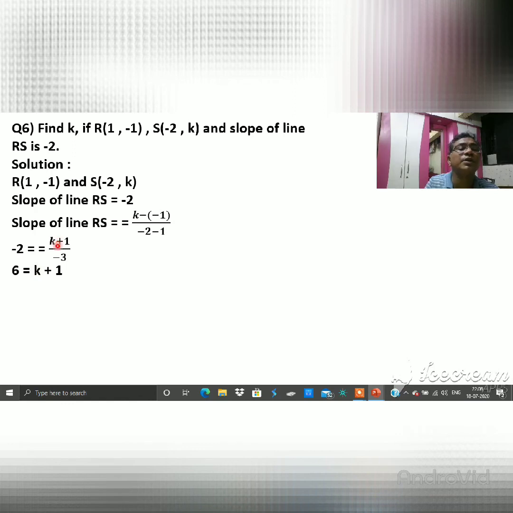Then the numerator is k plus 1. This plus 1 goes across as minus. So k is equal to 6 minus 1. Why is it minus 1? Do you understand? Because this plus 1 goes across as minus. So k is equal to 6 minus 1, what remains is 5. So you get the value of k, that is 5. K is equal to 5. Any doubts? Then the value of k is 5.